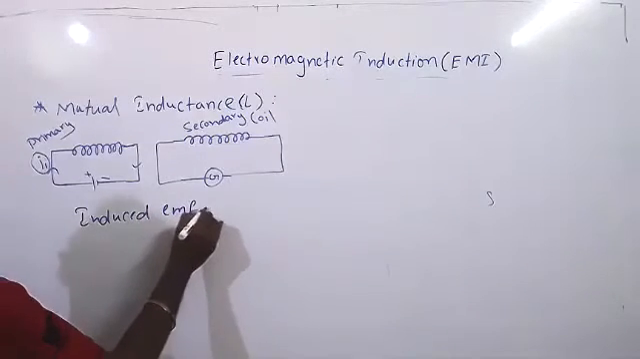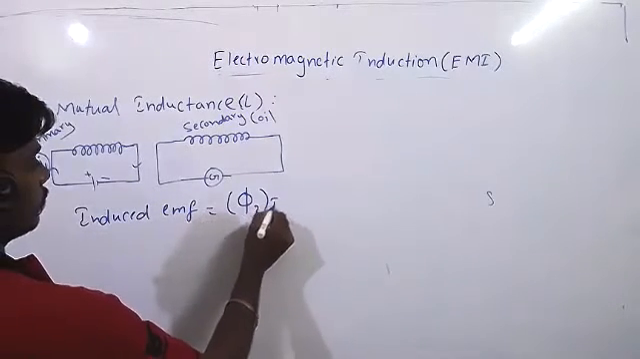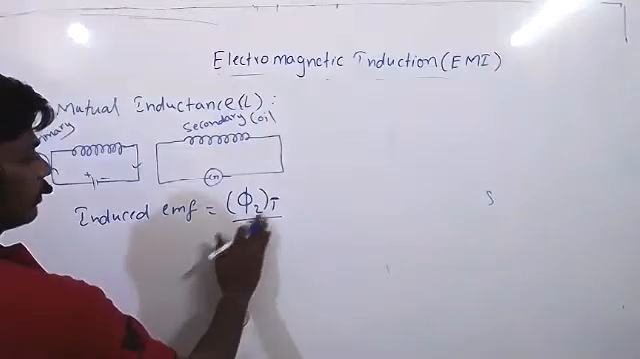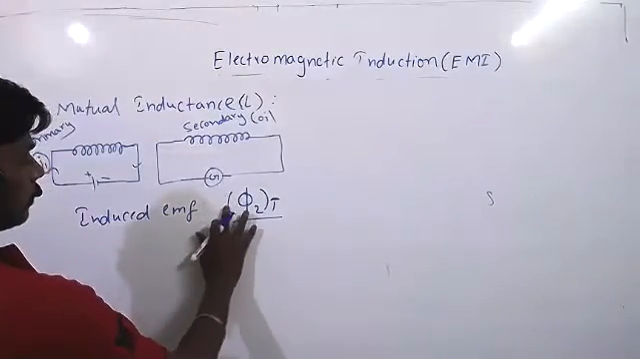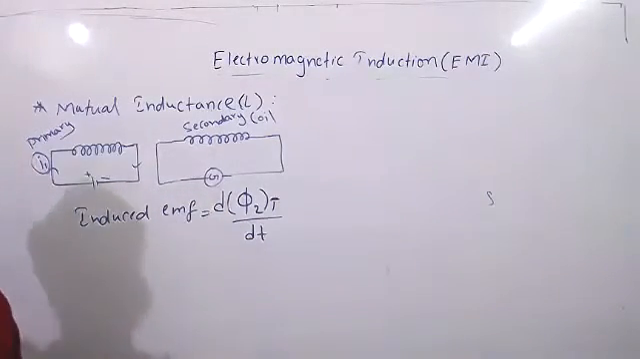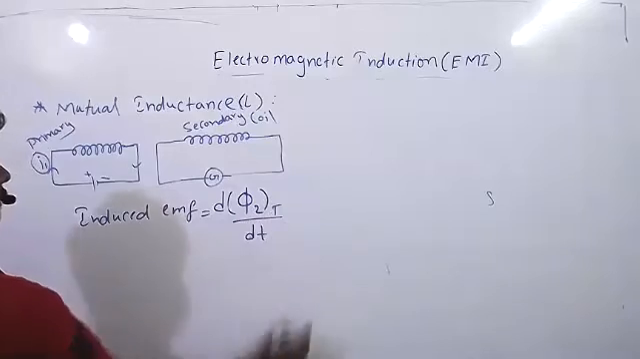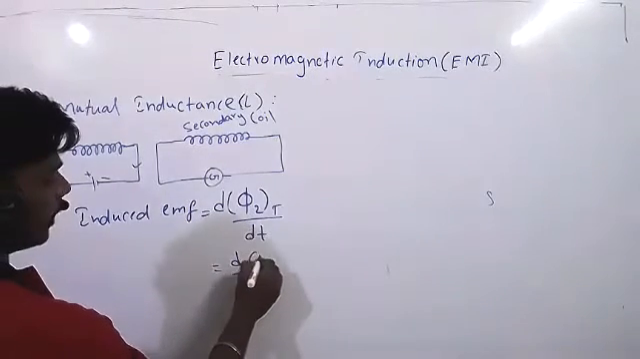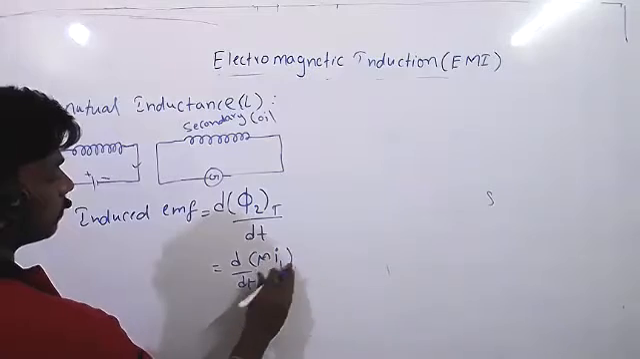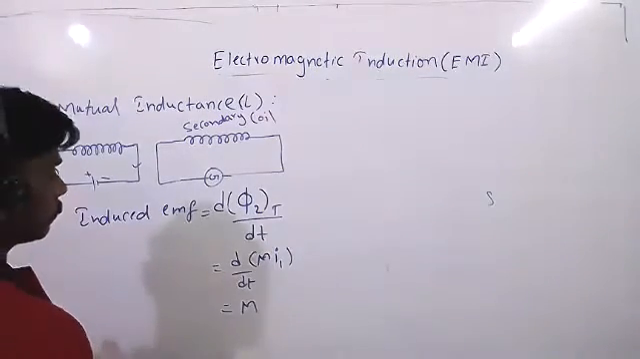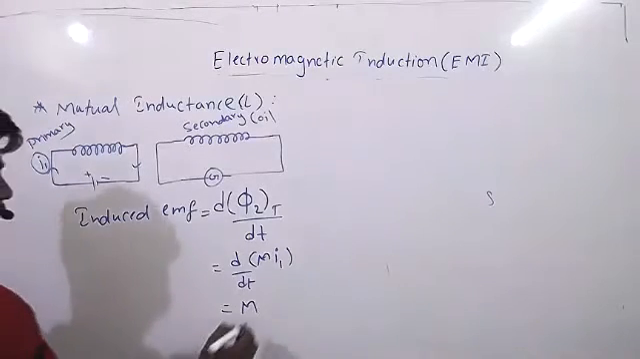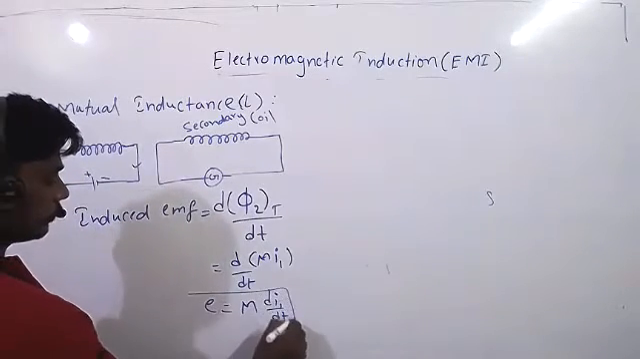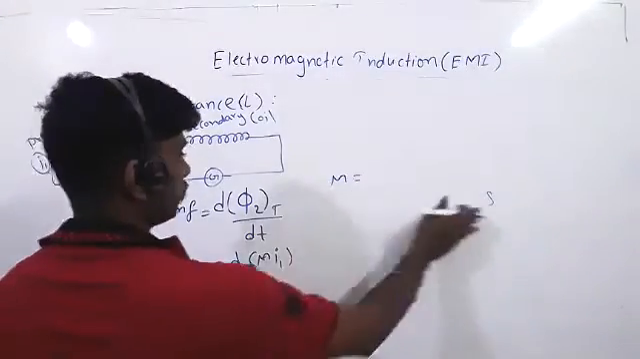Induced EMF equals minus d by dt of the total flux, that is M I1. Here M, the mutual inductance, is constant, so it is M dI1 by dt, and that is e. From this, M equals e by dI1 by dt.